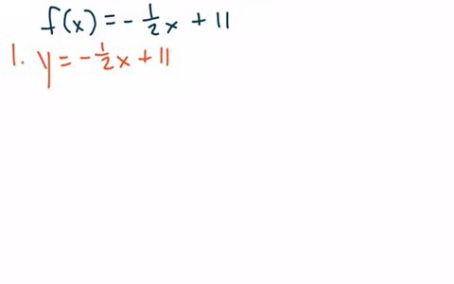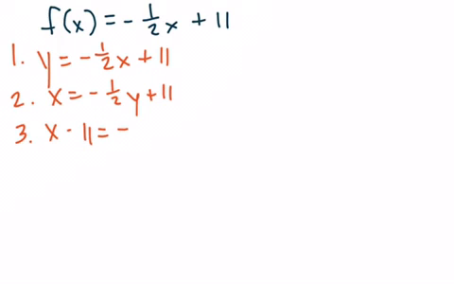Okay, that's step 1. Step 2, of course, now what we're going to do next, we're going to interchange the x and the y. Step number 3, then we're going to solve for y. First, we're going to subtract the 11. And then, since we have a fraction, we're going to multiply by the reciprocal.